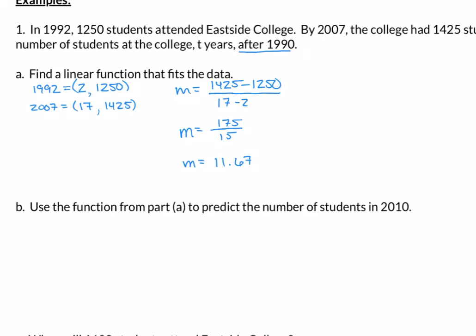Okay, from here, we do have a slope and we do have a point on our line. So let's go ahead and now plug into our point slope form. I'm going to use the first point, the 2, 1250. And if we plug in, we get y minus 1250 equals 11.67 times x minus 2.